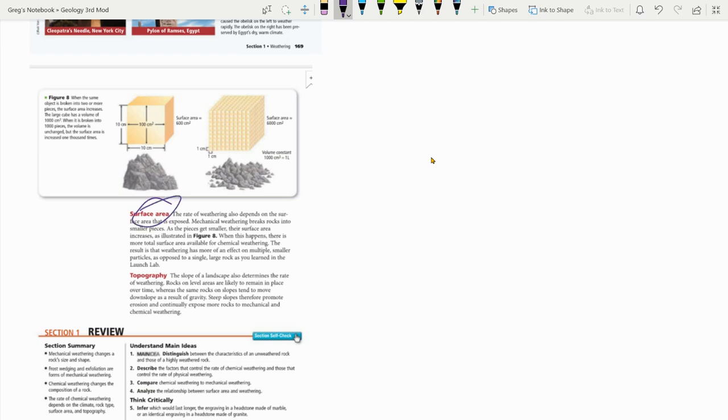All right. Also, the topography. If it's a flat surface and there's no slopes, no hills, it's going to take longer to weather. If it's on a slope, it'll break down a lot easier, like an exfoliation.